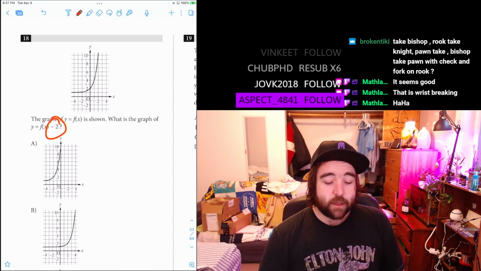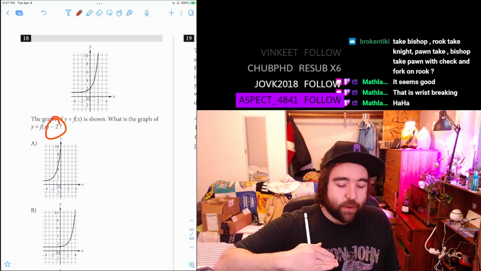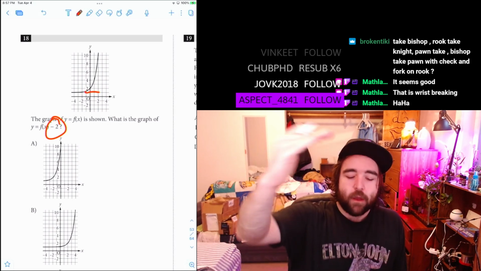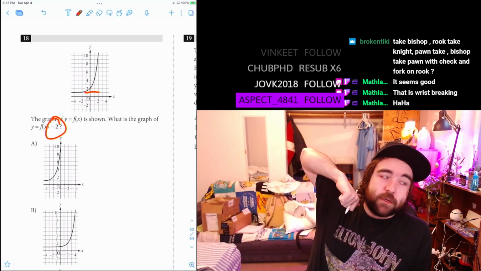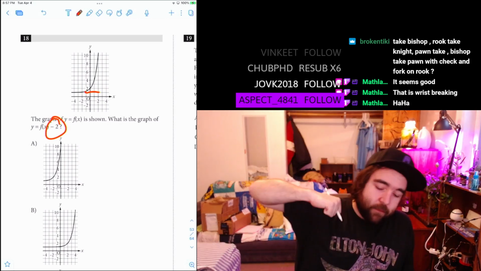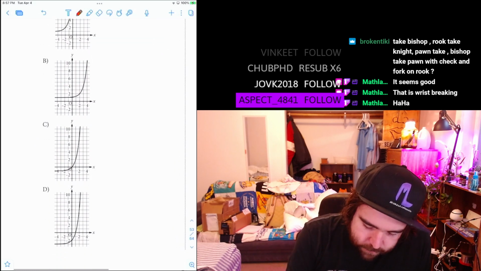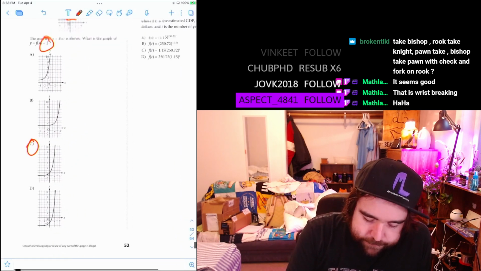So what does this negative 2 do? A negative 2 on the outside is moving the entire thing down. I would look at how right now this asymptote is at 1. We're going to move it down 2 because it's minus 2. So move it down 2, it should be at negative 1. Looks like just that one.